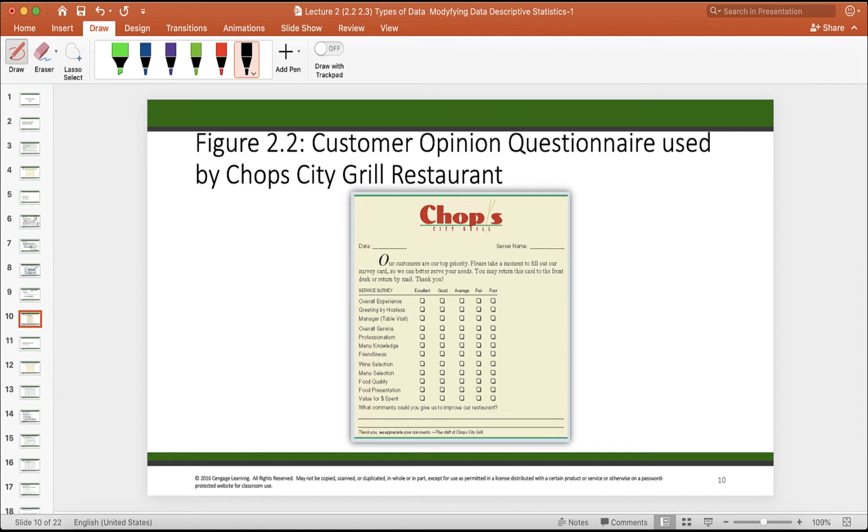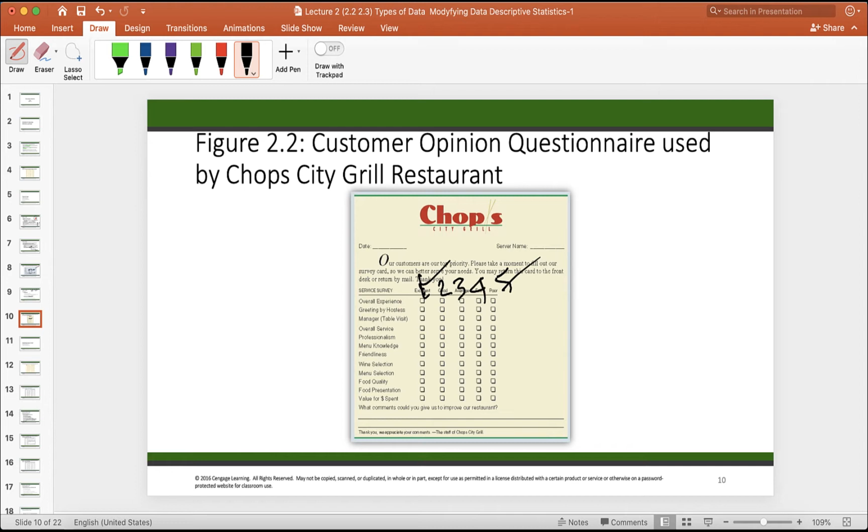And the response categories would also be, in this case, categorical. They're not quantitative, because we're looking at excellent all the way through to poor. They're just categorizing your responses. Even if instead of excellent, it had 1, 2, 3, 4, and 5, with 1 being excellent and 5 being poor, those numbers don't mean anything other than to separate off the different responses.